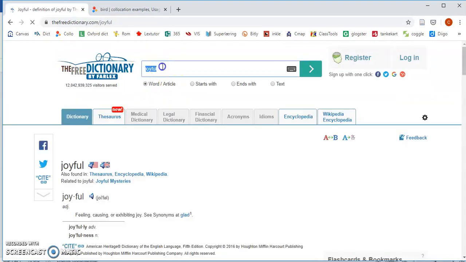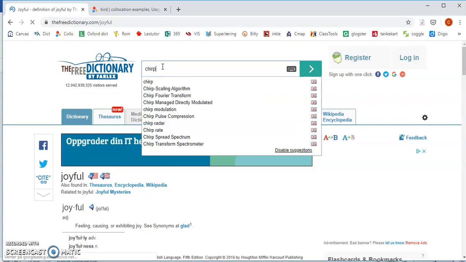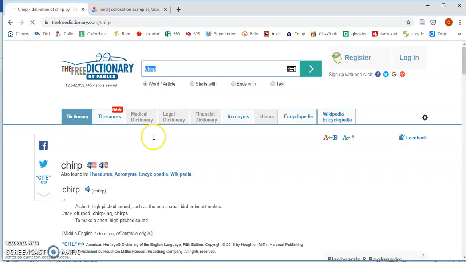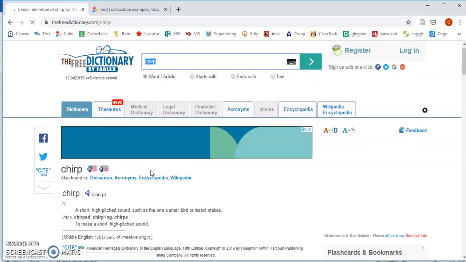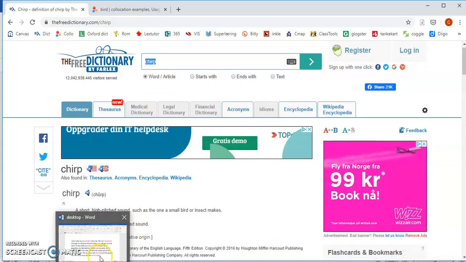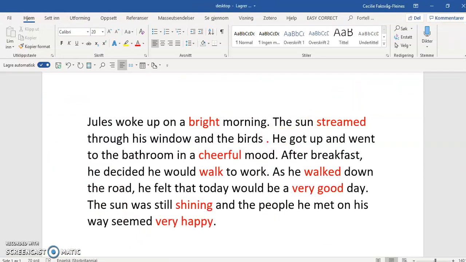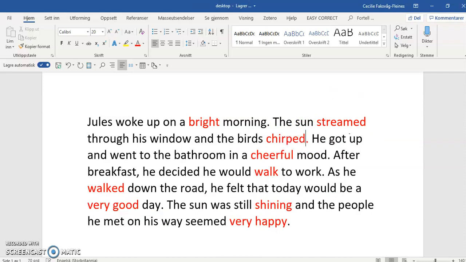I'll go up to the dictionary. I'll write chirp. And I'll see. It just says a short, high-pitched sound such as the one a small bird or insects make. Okay, so that fits. Chirping is an alternative to singing. So the birds chirped. All right, so now my text is becoming a bit more nuanced, a bit better, not so repetitive. The sun streamed through his window and the birds chirped.